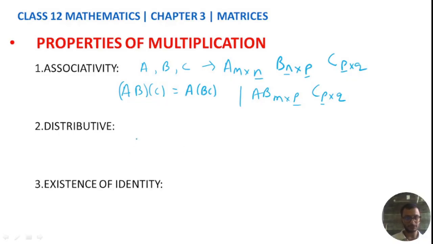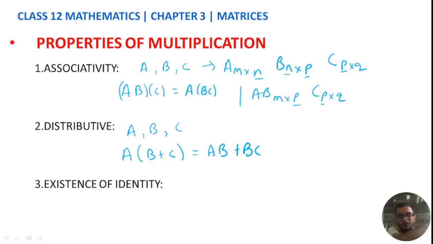Next is the property of distributivity. Distributivity is something like this. You have three matrices A, B and C. Distributivity means A into (B plus C) is the same as A into B plus A into C. This is called the distributive property. Here you should see that the orders should hold properly in such a way that you can carry out multiplication. Then only you can talk about this distributive property.